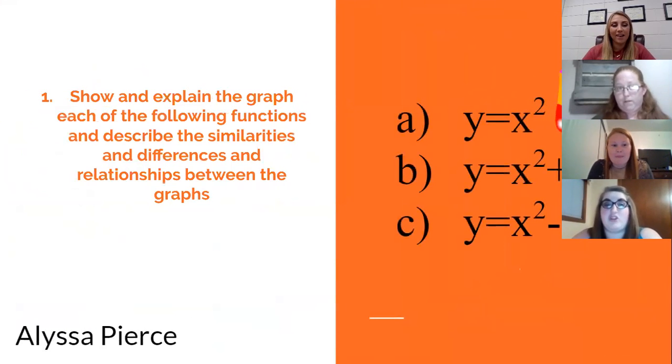So today I'm going to show and explain the graph of these following functions I have right here.